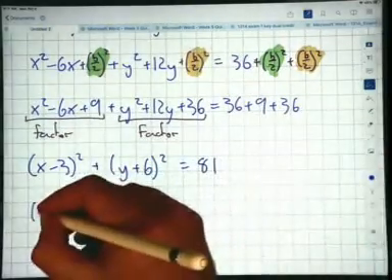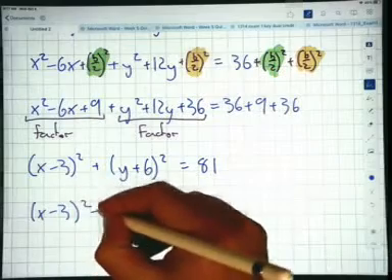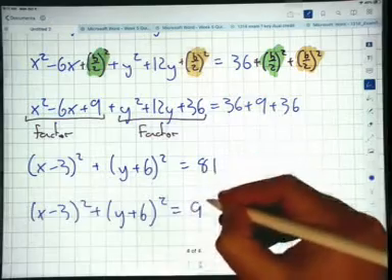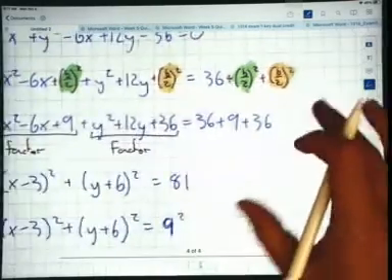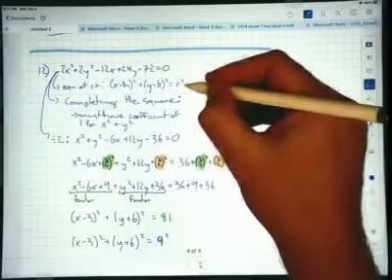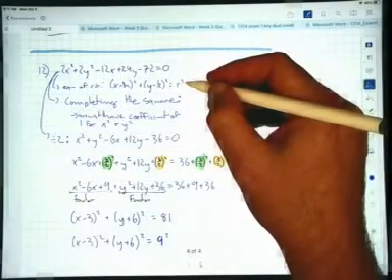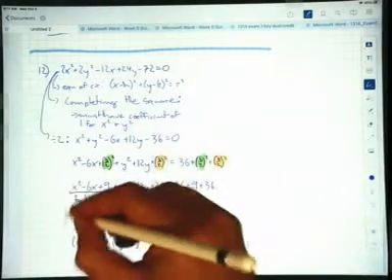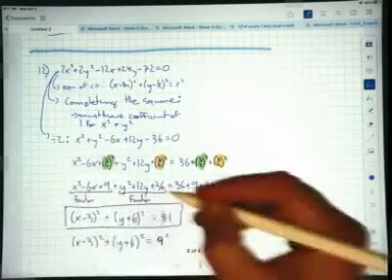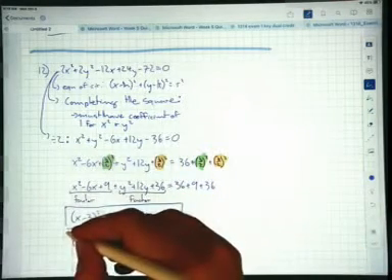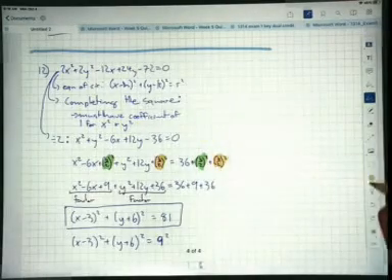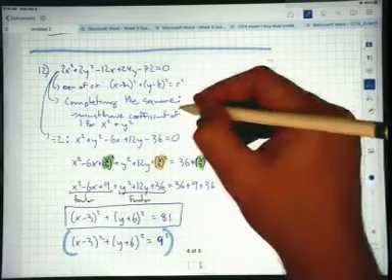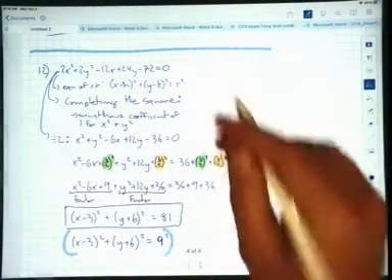Which, if I take it one step further, I could write this as 81 is equivalent to 9 squared. And now we have it in this format where I can start to identify things. This is the format that you want. This is the equation of the circle. I just did this down here. We'll put that in parentheses just so that we can see what r is. But now it's in our standard form for the equation of the circle.